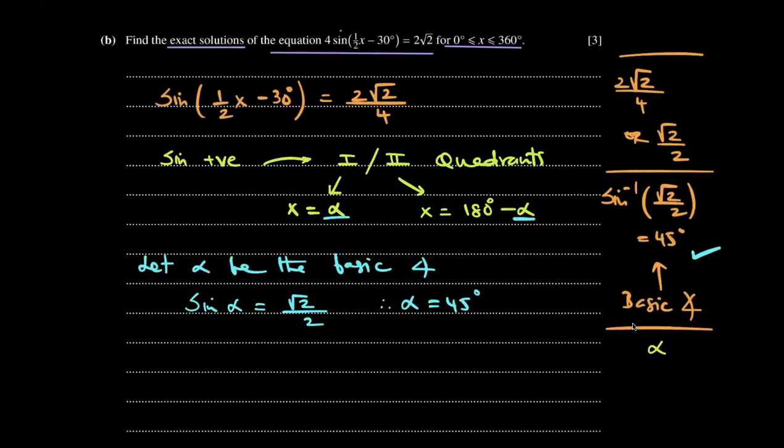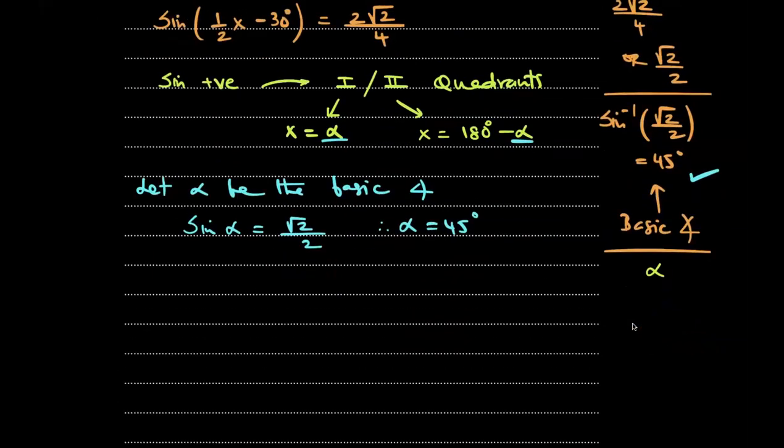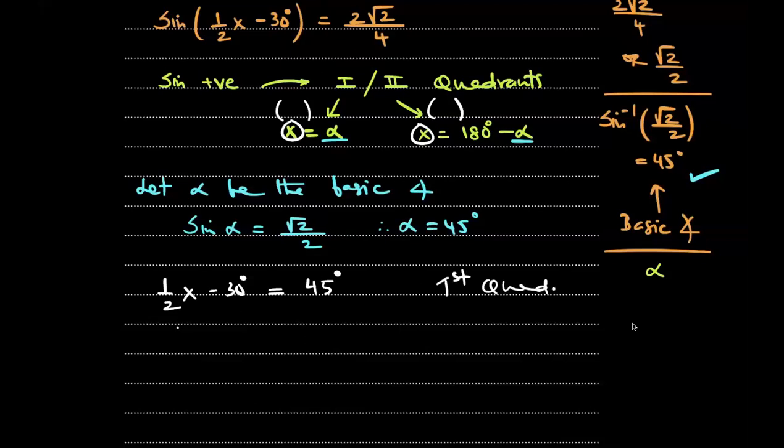Now, over here, this x is not x. Or let me write instead of x a bracket. What's inside the bracket? Half x minus 30 degrees is equals to 45 degrees. This is for the first quadrant. Therefore, half x is equals to 45 plus 30, which is 75. Therefore, x comes out to be 150 degrees.